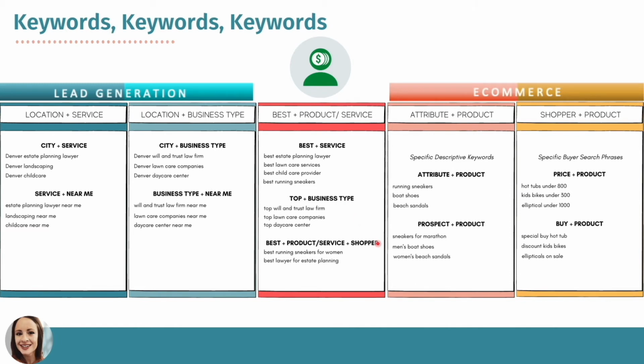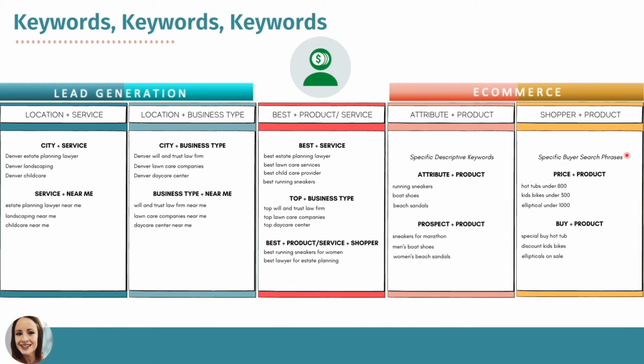So here is where we have, for example, best running sneakers for women. So it includes the shopper. For e-commerce businesses, we're going to look at the attribute and the product. So running sneakers, boat shoes, beach sandals. This is literally what you label your products. It's what your product is. And then the prospect and the product. So sneakers for marathon, or men's boat shoes, women's beach sandals. It's the person and the product.